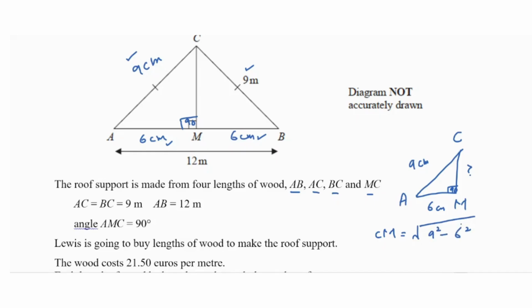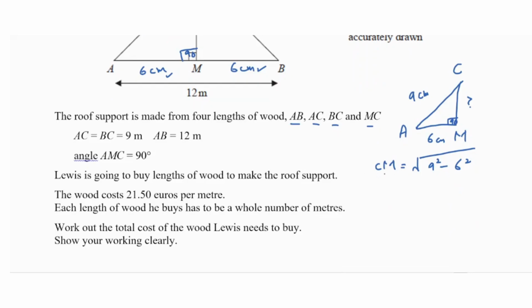Okay, so what is 9 squared? 9 squared is 81, 6 squared is 36. If you use your calculator, the square root will give you 6.7. So this length would be 6.7 meters. Okay, so CM is 6.7 meters.